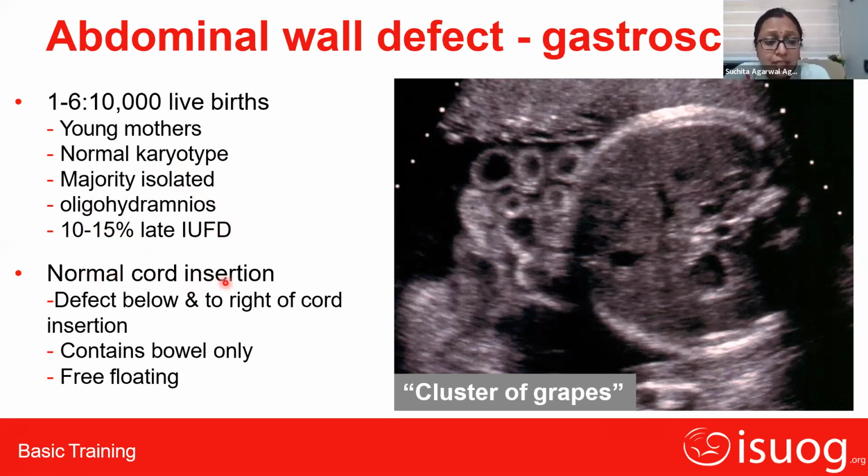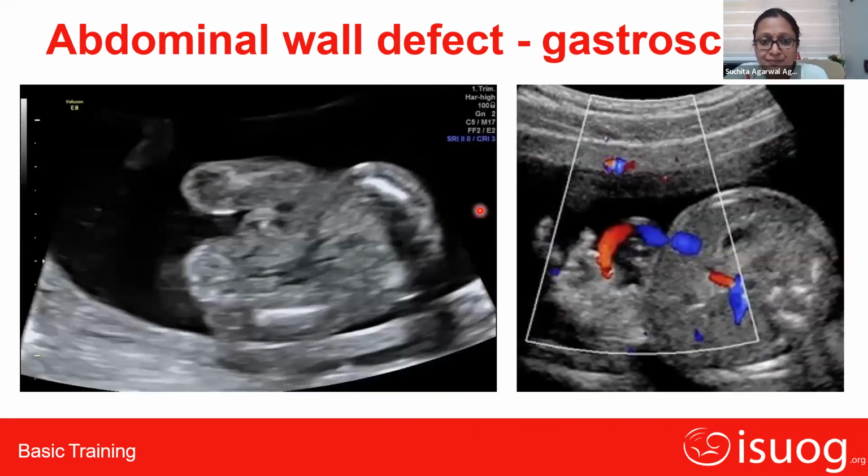The cord insertion is normal in this case. The defect is below or to the right of the cord insertion. It does not occur on the cord insertion. It is paraumbilical, either to the right or below. This contains bowel only, as compared to omphalocele, which contains liver and bowel. The bowels are free floating, which is popularly known as a cluster of grapes appearance. This kind of appearance you will find in gastroschisis.